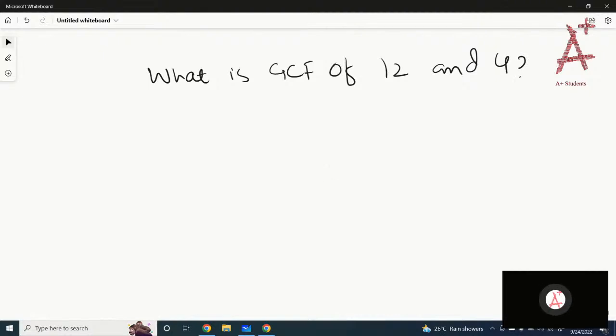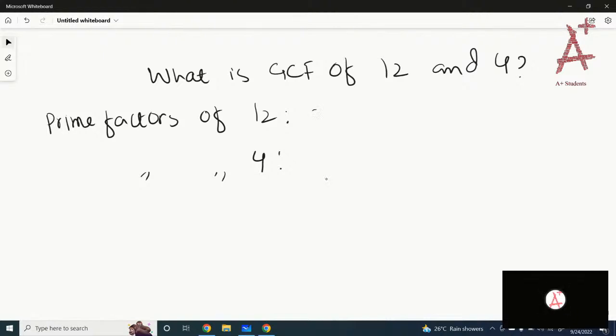So for the greatest common factor, you have to write the prime factors of the given numbers. So let's write down the prime factors of 12 and the prime factors of 4. The prime factors of 12 are 2 times 2 times 3, and the prime factors of 4 are 2 times 2. You have to look for the common factors.